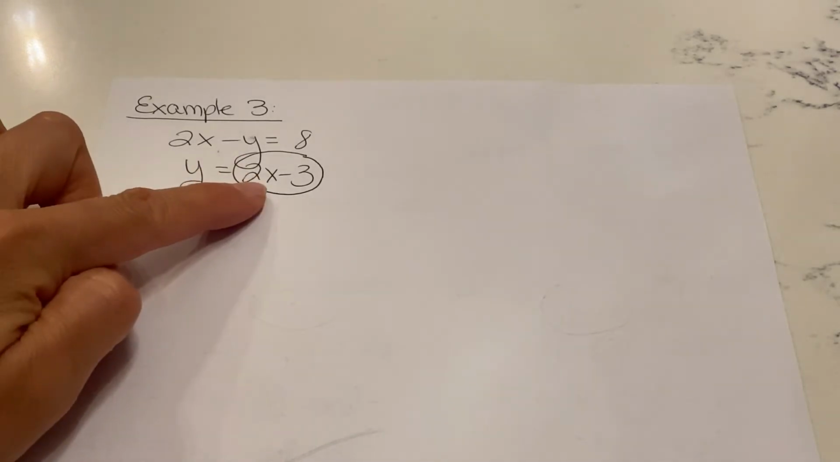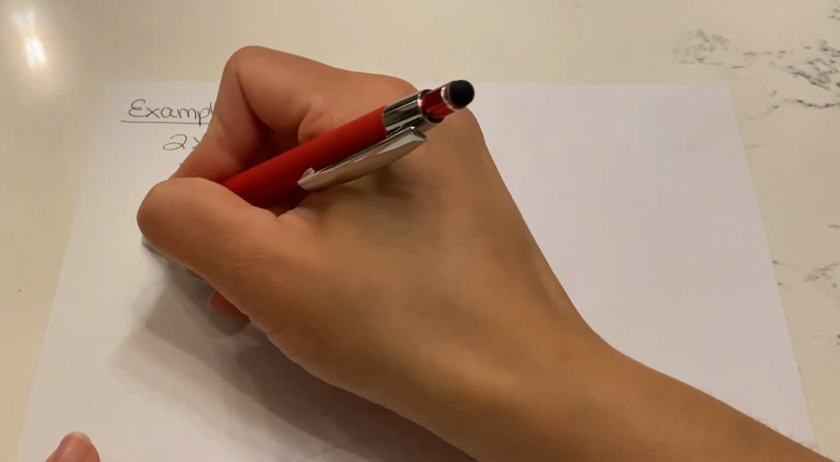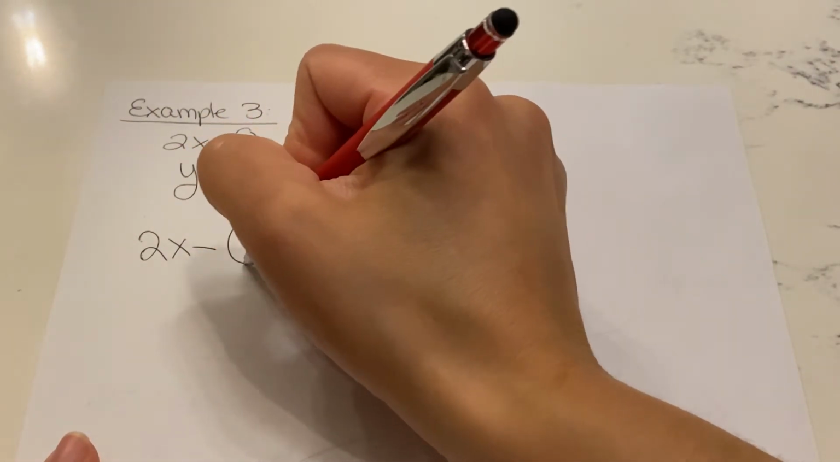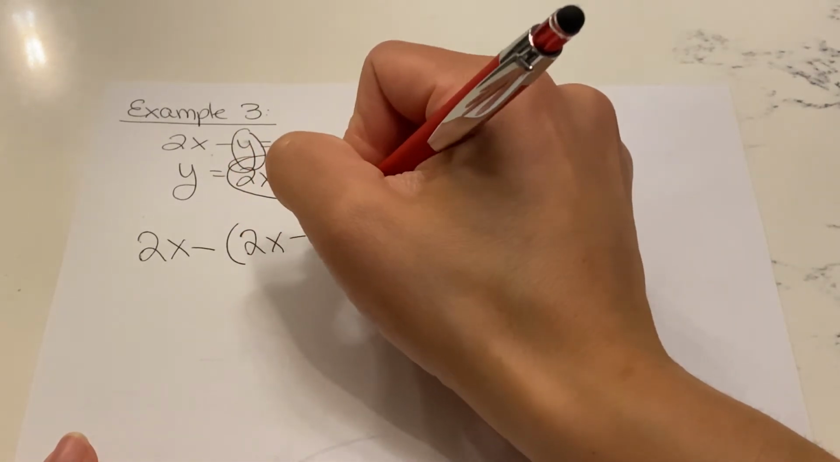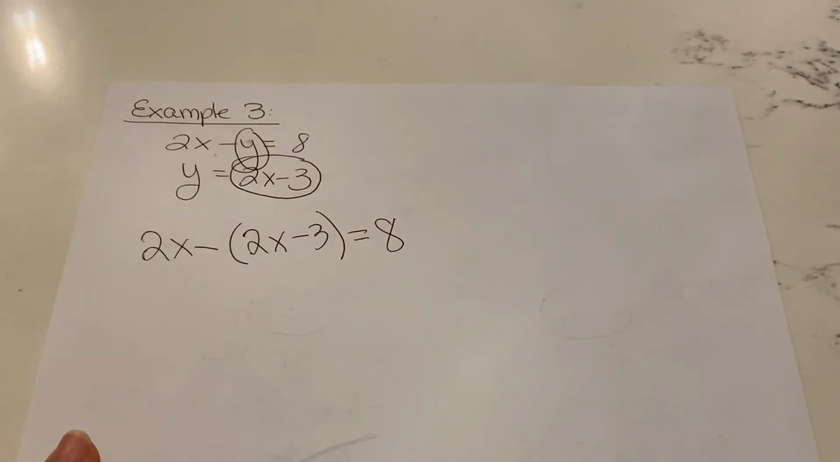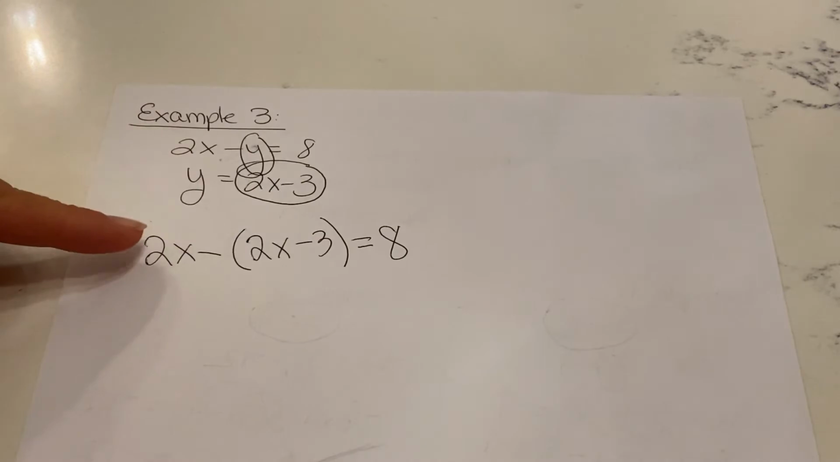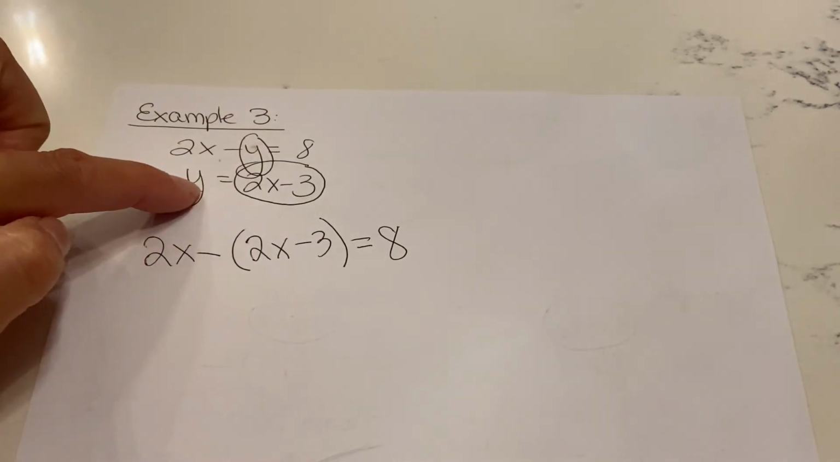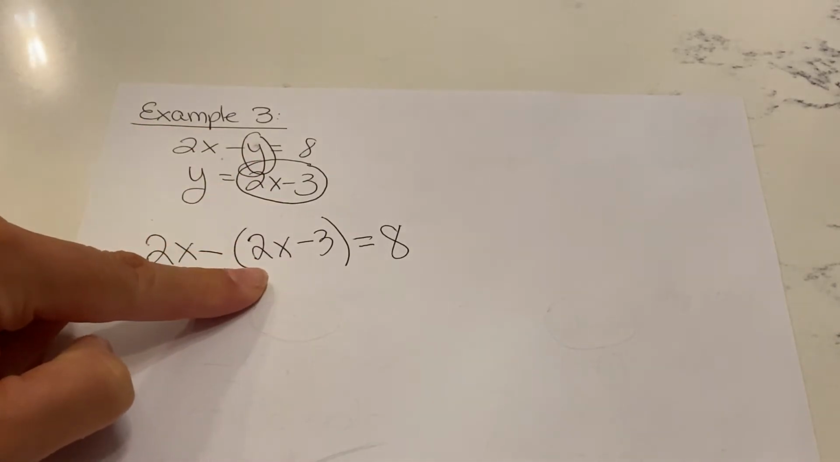So I'm going to plug this into my y, all right? So I'm going to write 2x minus parentheses. What does the y represent? 2x minus 3 equals 8. Does everyone see the substitution? I rewrote this one. What's the y? Y is equal to 2x minus 3. So I replace this into the y, okay?